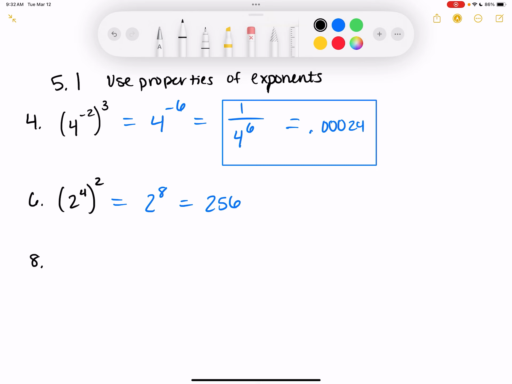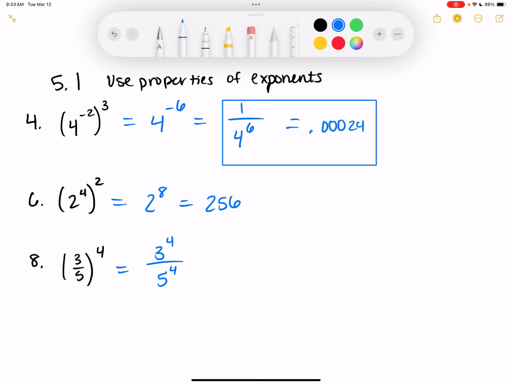3/5 raised to the 4th. So when I have a fraction and the whole thing is being raised to a power, what do I do with that? Okay, power of a quotient, so what does that tell me that I need to do mathematically? Yeah, that's the easiest way to say it. So the exponent's going on both pieces of the fraction, so this is going to be 3 to the 4th over 5 to the 4th.